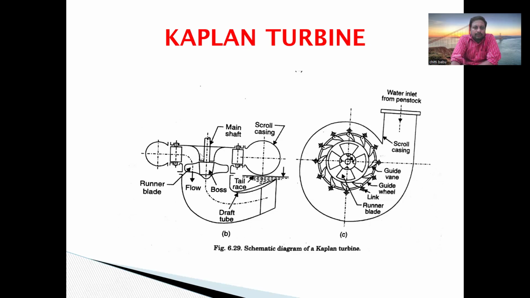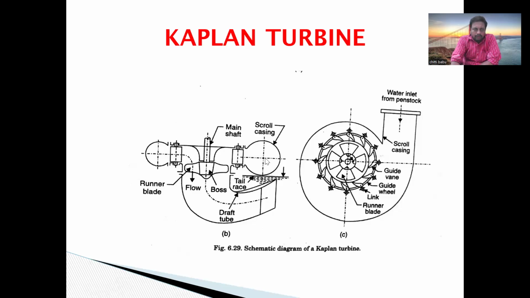In this Kaplan turbine, we have a turbine shaft that we call the hub or boss. Four to eight vanes are mounted. Movable, adjustable vanes will be there. Four to eight blades will be mounted on the periphery of this shaft hub. The vanes will be fixed like this.